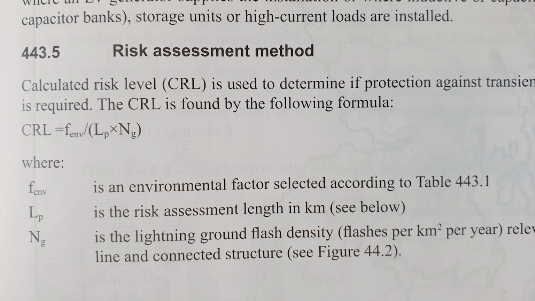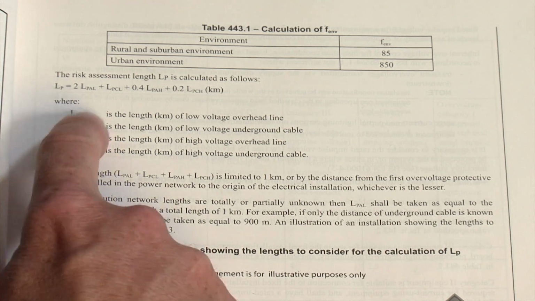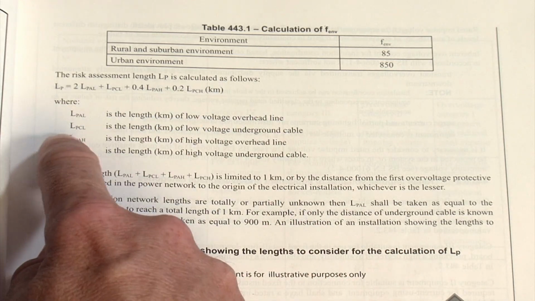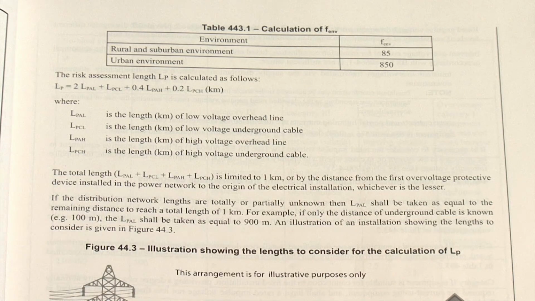is LP, which is a bit more confusing. So let's break that one down then. Okay, well, let's have a look here. LP is made up of 4 constituent parts, which is the length of the low voltage cable, which could be underground, overhead, and we've also got high voltage underground and overhead. Okay. So we need to come up with the risk assessment length, LP, which is made up of those constituent parts. And this formula here nicely sets it out.